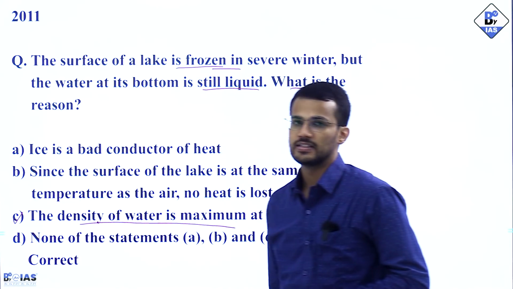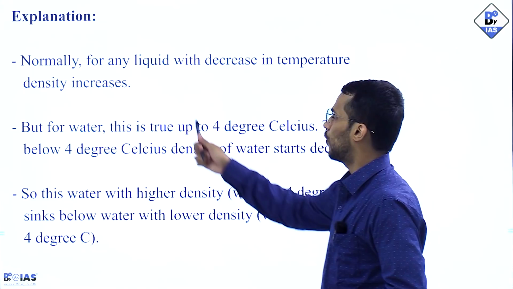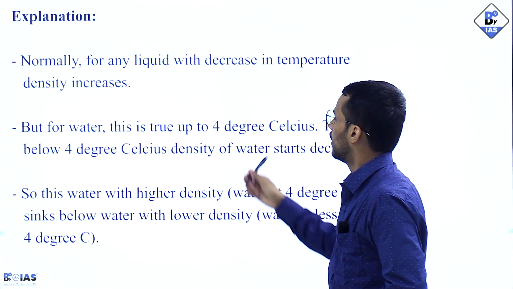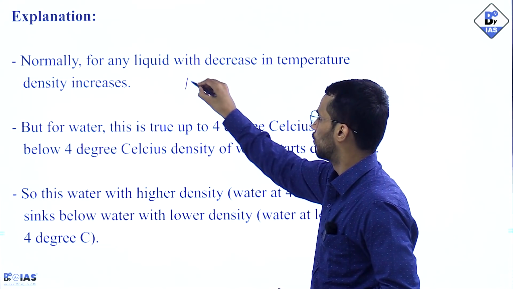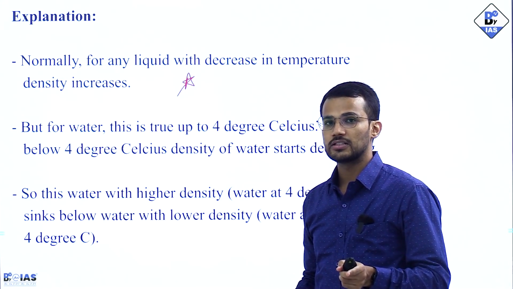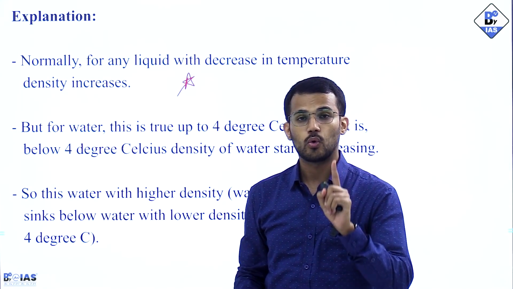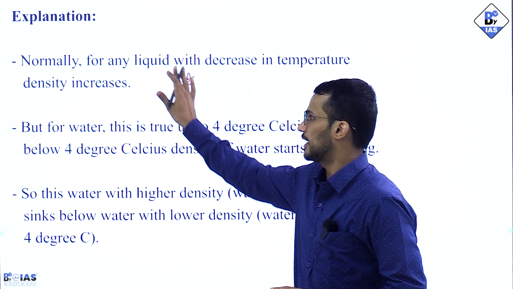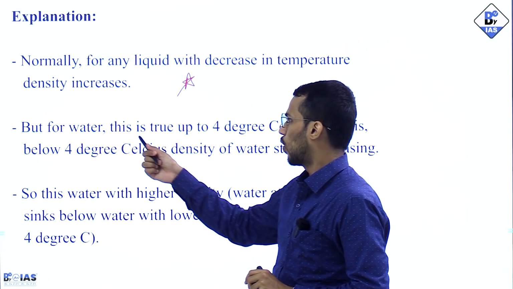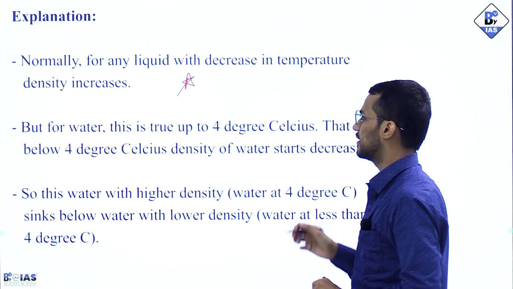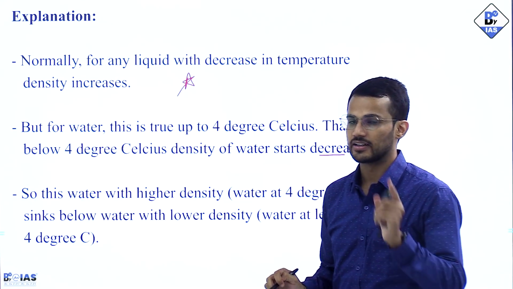Correct answer is C. Right? So we can read this explanation. Normally for any liquid, with decrease in temperature, density increases. So this is very important. With decrease in temperature, density increases. And this is true for water as well. But only difference is that this statement is true for water only till 4 degrees Celsius. That is, below 4 degrees Celsius, density of water starts decreasing.